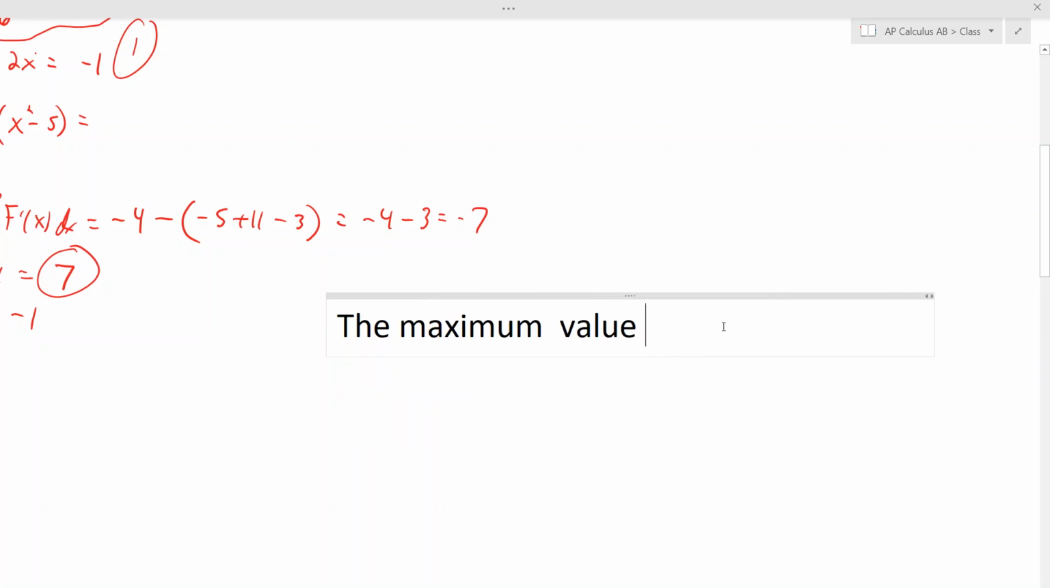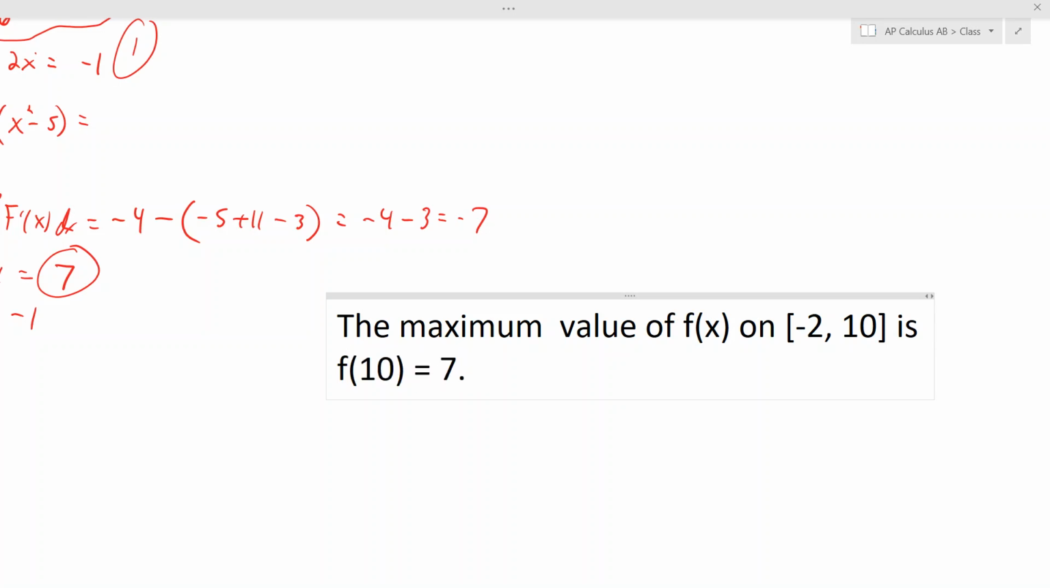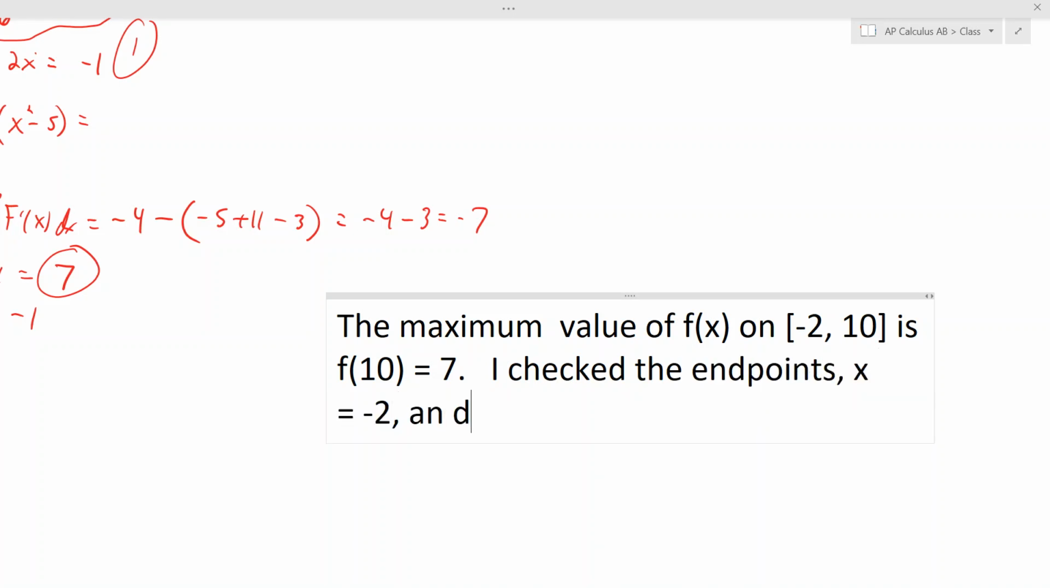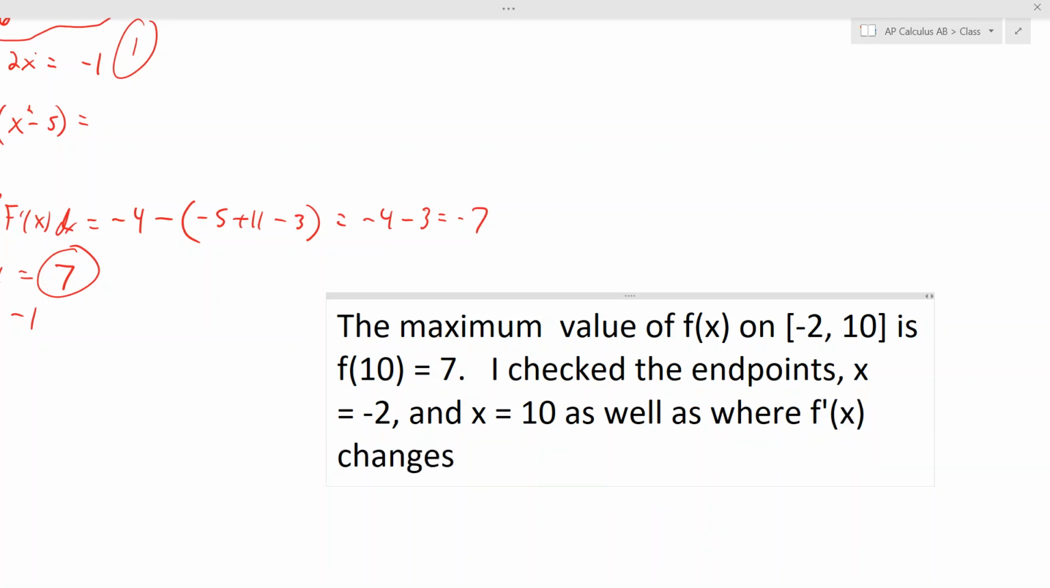There we go. The maximum value of f of x on negative 2 to 10 is f of 10 equals 7. I checked the endpoints, x equals negative 2 and x equals 10, as well as where f prime of x changes. Now, before I just wrote where f prime of x was 0, but since I didn't do that, I just checked where it changed sign, positive to negative. I'm going to say, as well as where f prime of x changes from positive to negative.